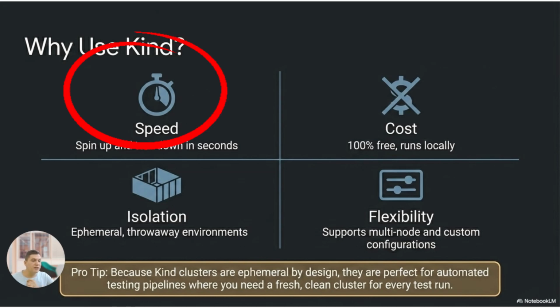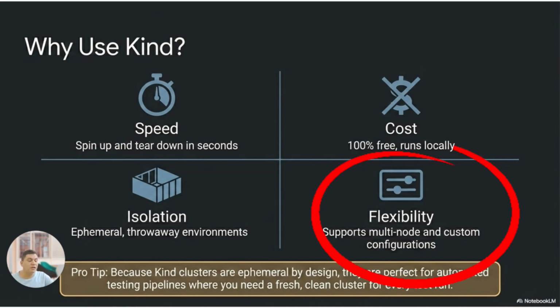Kind is very fast. If you need a Kubernetes cluster in a minute, just create a kind cluster. Second, it's totally free. It's open source and you can use it without any limitation. You can have multiple clusters running inside your local machine, with no limitation. You can isolate all your clusters with kind. And for flexibility, you can create a single node cluster or a multi-node cluster. And the good thing is, you can set a lot of conditions if you are learning or doing something else.